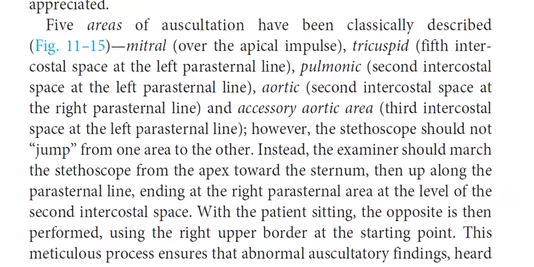5 areas of auscultation have been classically described: mitral over the apical impulse, tricuspid, 5th intercostal space at the left parasternal line, pulmonic, 2nd intercostal space at the left parasternal line, aortic, 2nd intercostal space at the right parasternal line, and accessory aortic area, 3rd intercostal space at the left parasternal line.